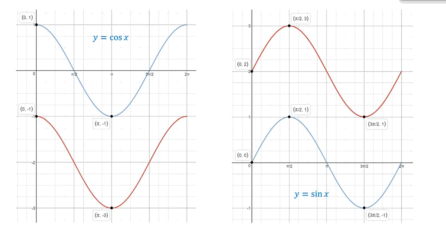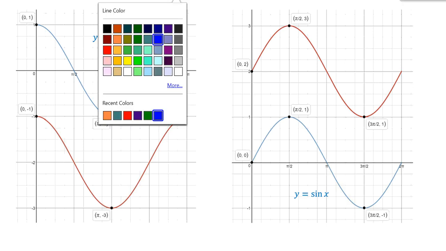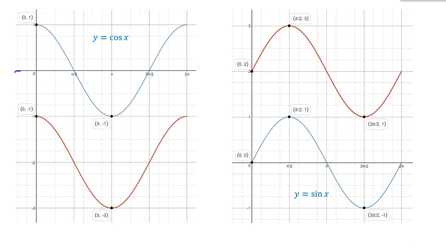Okay, now let's talk about the midline changing. So right here in this first one, this blue one, its midline is the x-axis, which is at y equals 0. Okay, so y equals cosine of x looks like this. Max, max, min, intercept, intercept.